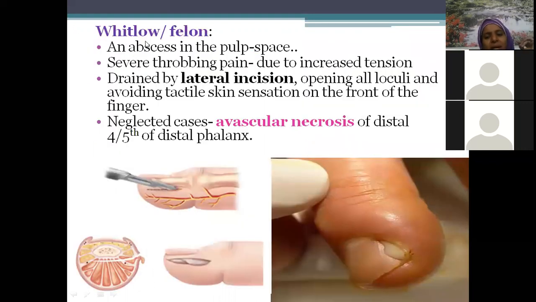So what is the word used? I told you this is Whitlow, also called felon. Abscess, nothing but pus formation in the pulp space. Severe pain will be there. So basically we should give a lateral incision like this. So lateral incision is given and the pus is drained. Suppose we are neglecting it, what happens? This blood vessel gets degenerated and the distal phalanx may get amputated also. Why? Because there is no blood supply and it may be degenerated. That is what is called avascular necrosis of distal 4/5 of distal phalanx.